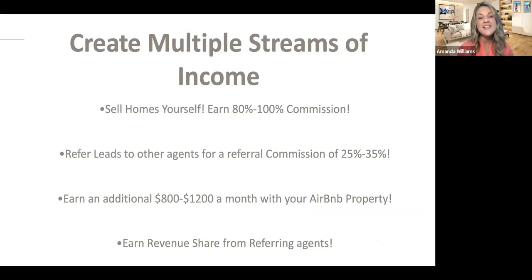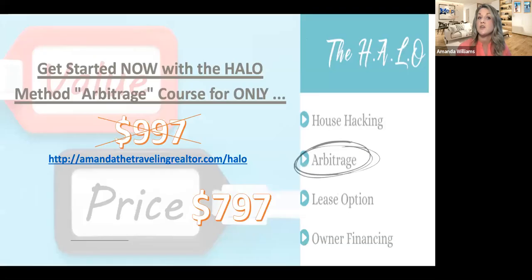So create the multiple streams of income, guys. Sell these homes yourself, earn 80 to 100% of commissions, depending on what brokerage you're with. Refer these leads out to other real estate agents and brokers for referral commission. And you can charge more of a commission for these because these are really hot leads. Or just sit back and earn the $800 to $1,200 per month with each Airbnb property that you have. That's what we're currently profiting per property. And if you're part of what I'm doing with my company, then you're earning revenue share as well from these agents selling. So there are just multiple ways to create that income coming in.